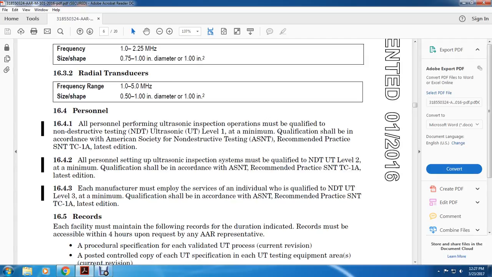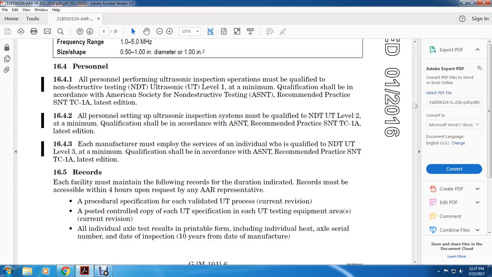All personnel performing ultrasonic inspection operations must be qualified in non-destructive testing, ultrasonic level. The minimum qualification shall be in accordance with the American Society for Non-Destructive Testing recommended practice SNT-TC-1A, last edition. All personnel setting up ultrasonic inspection testing systems must be qualified in non-destructive testing, ultrasonic testing level 2. Minimum qualification shall be in accordance with the American Society for Non-Destructive Testing recommended practice SNT-TC-1A, last edition.